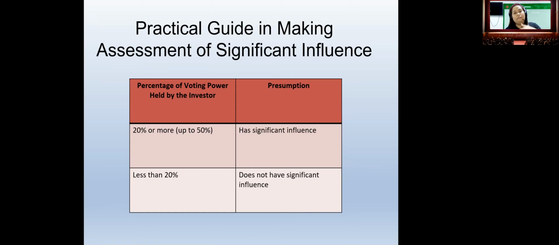Ibig kong sabihin, if merong indicators that will serve as an evidence na kahit, let us say, less than 20% yung hawak niya, pero may mga evidences and indicators na nagsasabing meron siyang significant influence, then let's disregard the percentage na hawak niya and focus on the indicators. Ano yung mga indicators na yun? For example, the investor, meron siyang representation sa board of directors. Okay, ano pa? Involved siya sa policy making. So kahit 15% lang yung hawak niya, pero involved siya sa policy making, we can say na merong significant influence yung investor na yan.